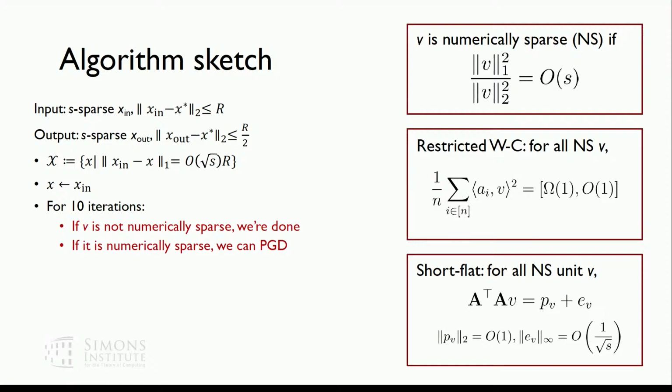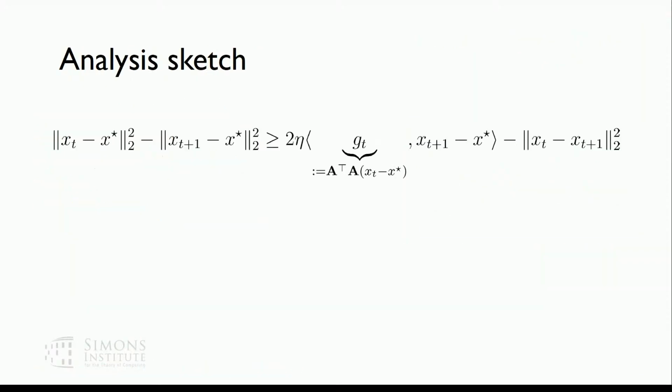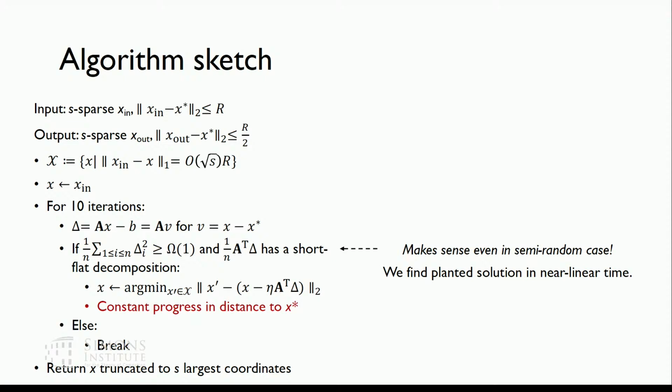Otherwise, we can run some PGD. It's just projected gradient descent. The thing I want to alert your attention to is the one step we check, which is that the progress direction was really good, and the descent direction has a short flat decomposition. This fully makes sense in the semi-random setting as well, and it's the only thing we need for our algorithm to make progress.